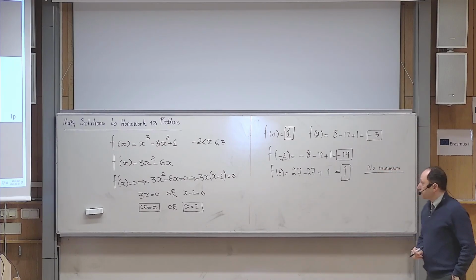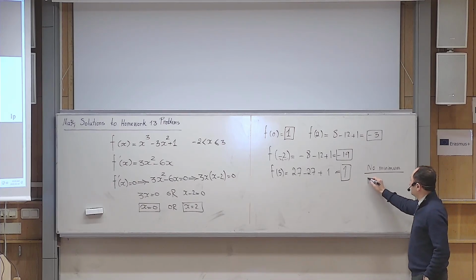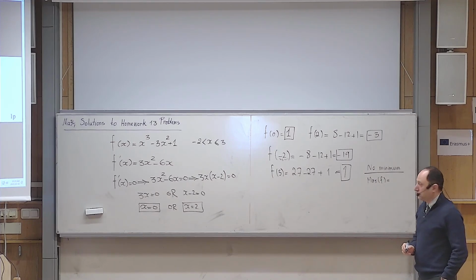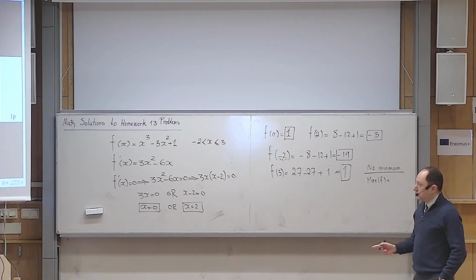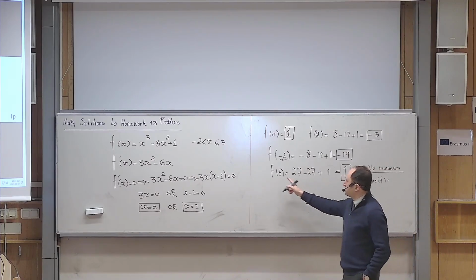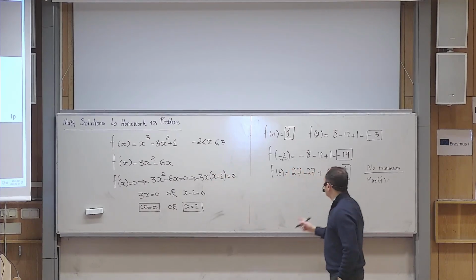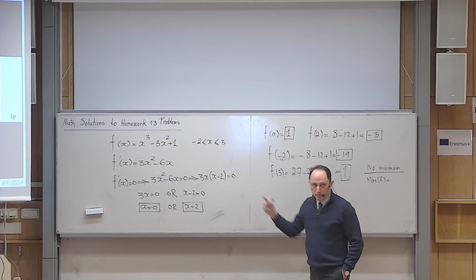Okay? But what is the maximum? The maximum number is 1. Is 1 acceptable? Yes, because first of all, 1 appears at 3, and 3 is acceptable. On the other hand, 1 also appears at 0, and 0 is also acceptable.